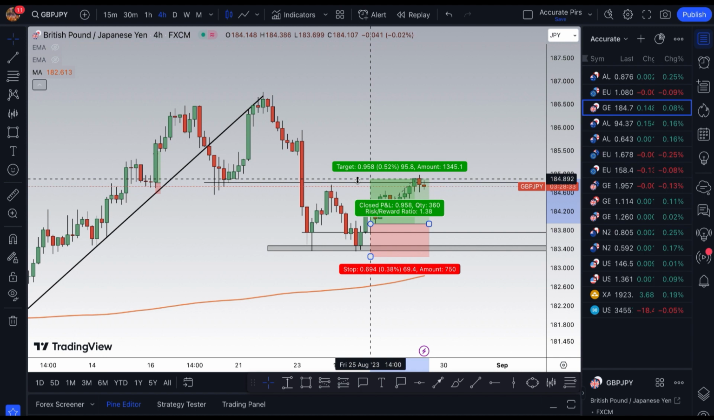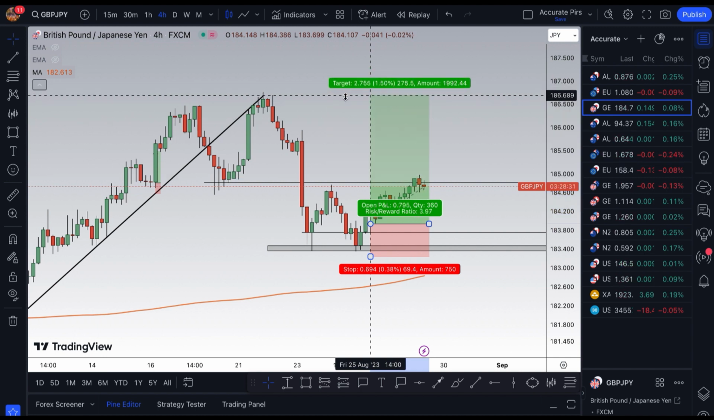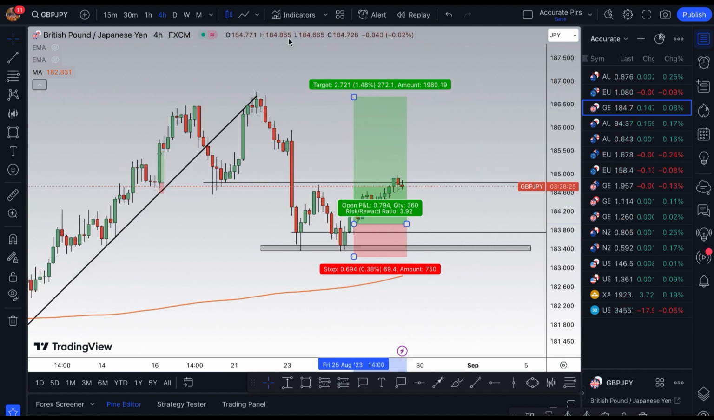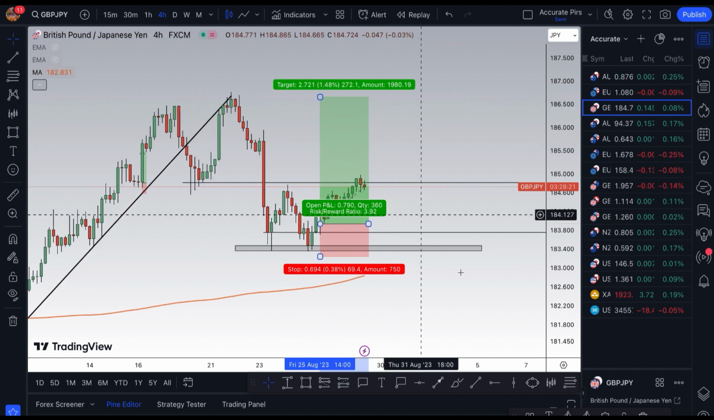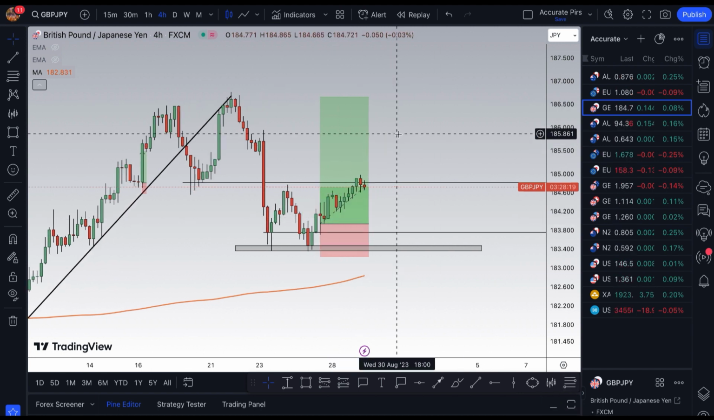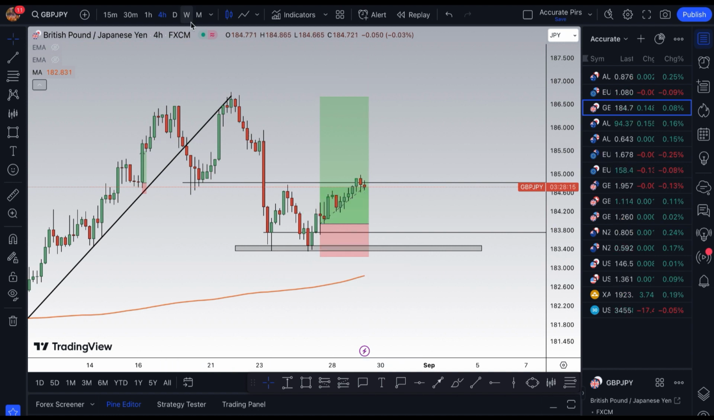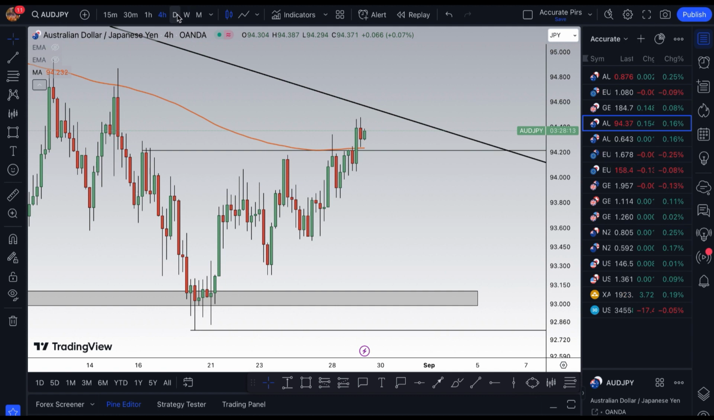You can see that would have been 95 pips. But initially, I was trying to gain around 272 pips. I was being a bit ambitious on this GBP JPY trade, which looks like it's probably going to work out. So I am gutted that I'm not in this trade. I got stopped out at break even. But we move on.